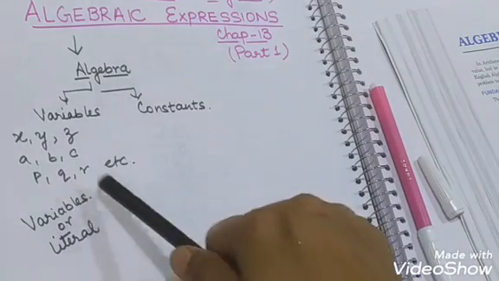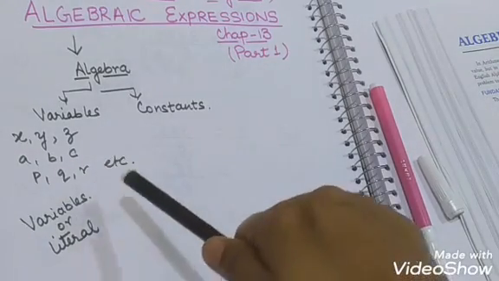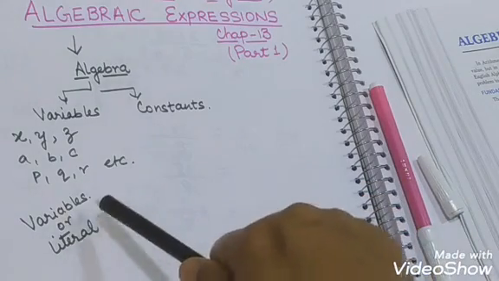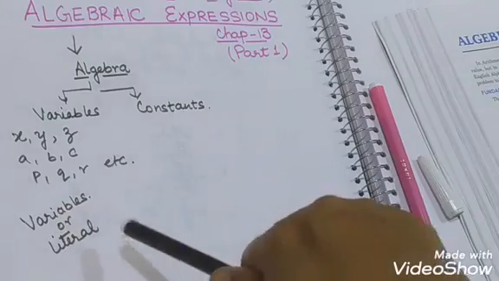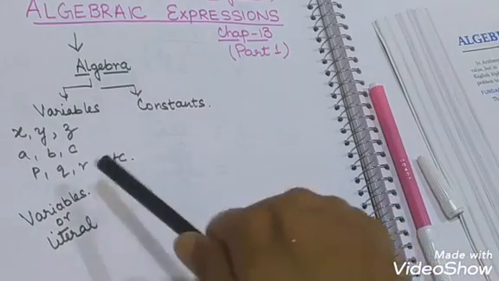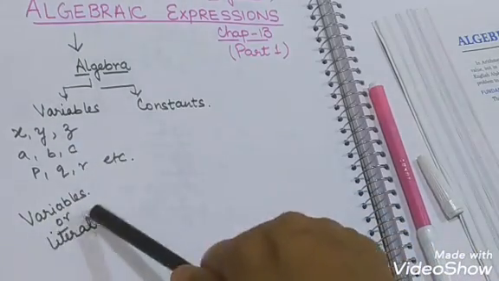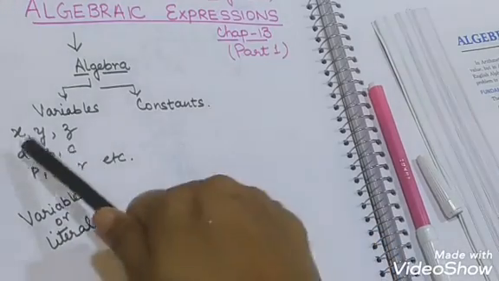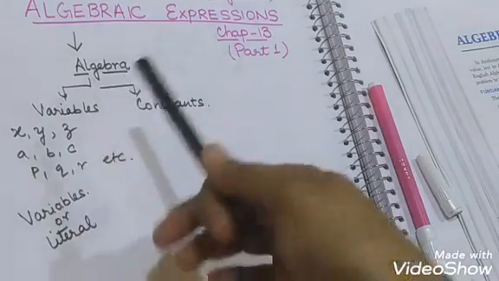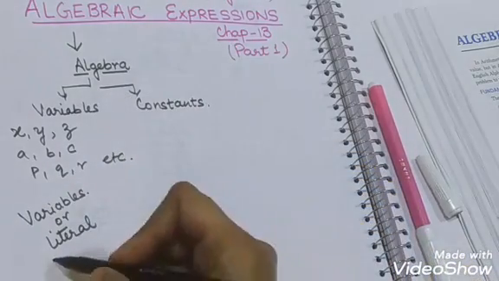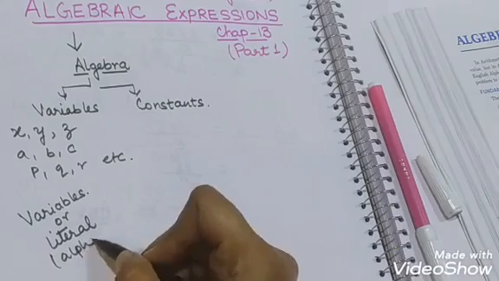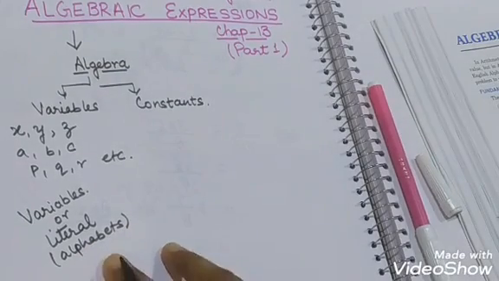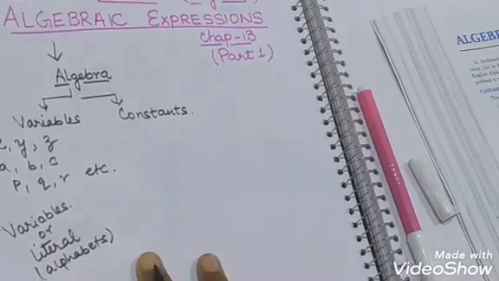So all the alphabets, when they come in a particular equation or expression, their value varies and is different in different equations. That is why they are called variables or literals. So what are literals? Literals are X, Y, Z, A, B, C, means alphabets. The alphabets are called literals or variables.